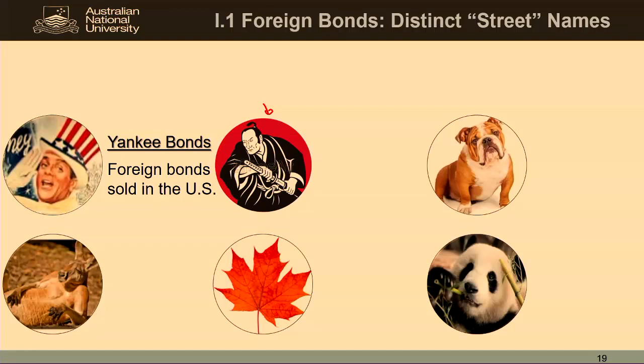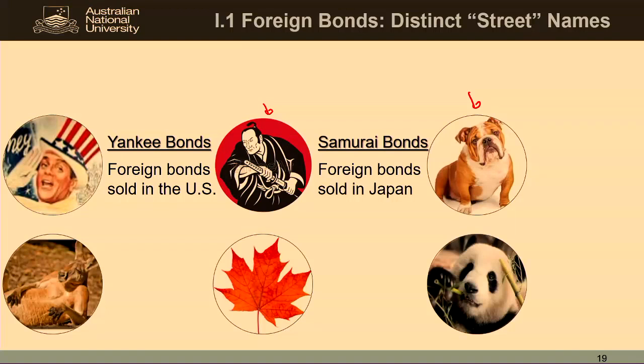Samurai, right? Samurai bonds, they are bonds sold where? Japan, yes. They are foreign bonds sold in Japan. What about this? Bulldogs. Where are they sold? UK, right? So there are foreign bonds sold in the UK.